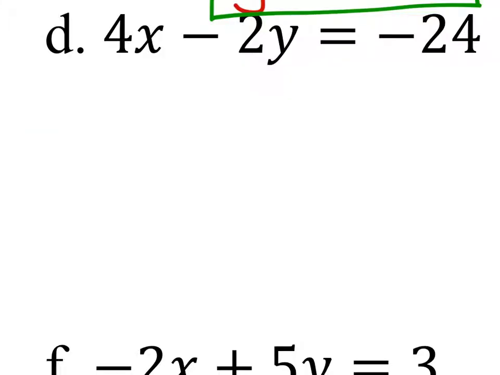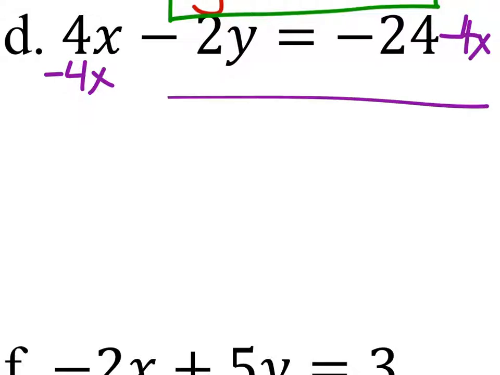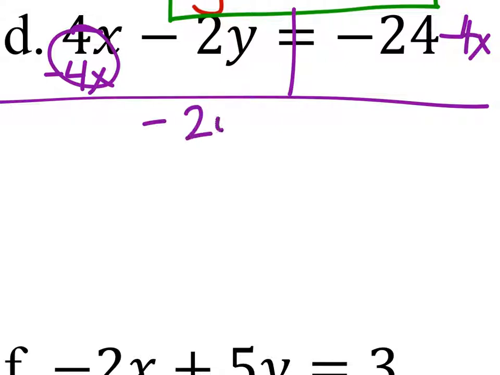Okay. So what do you guys think we would do first radical? Yeah? There we go. Let's subtract 4x. But again, if I do it to one side in an equation, to maintain balance, we got to do it to both sides. So that's a 0. I'm left with negative 2y equals negative 24 minus 4x.